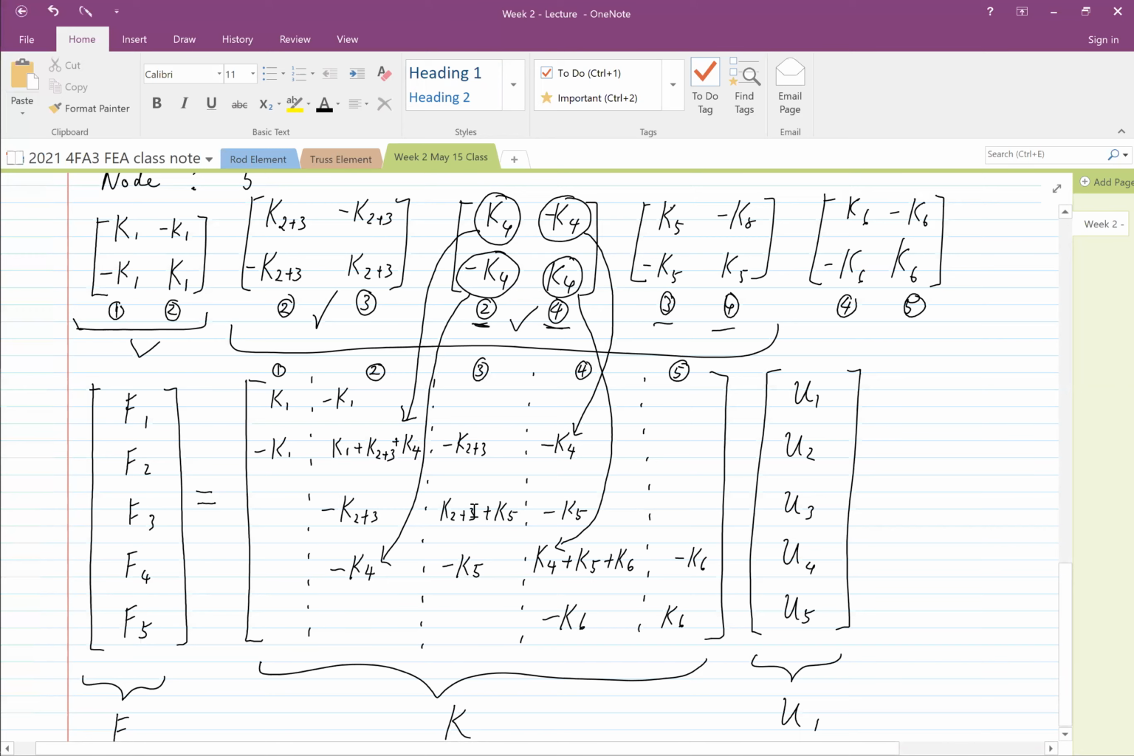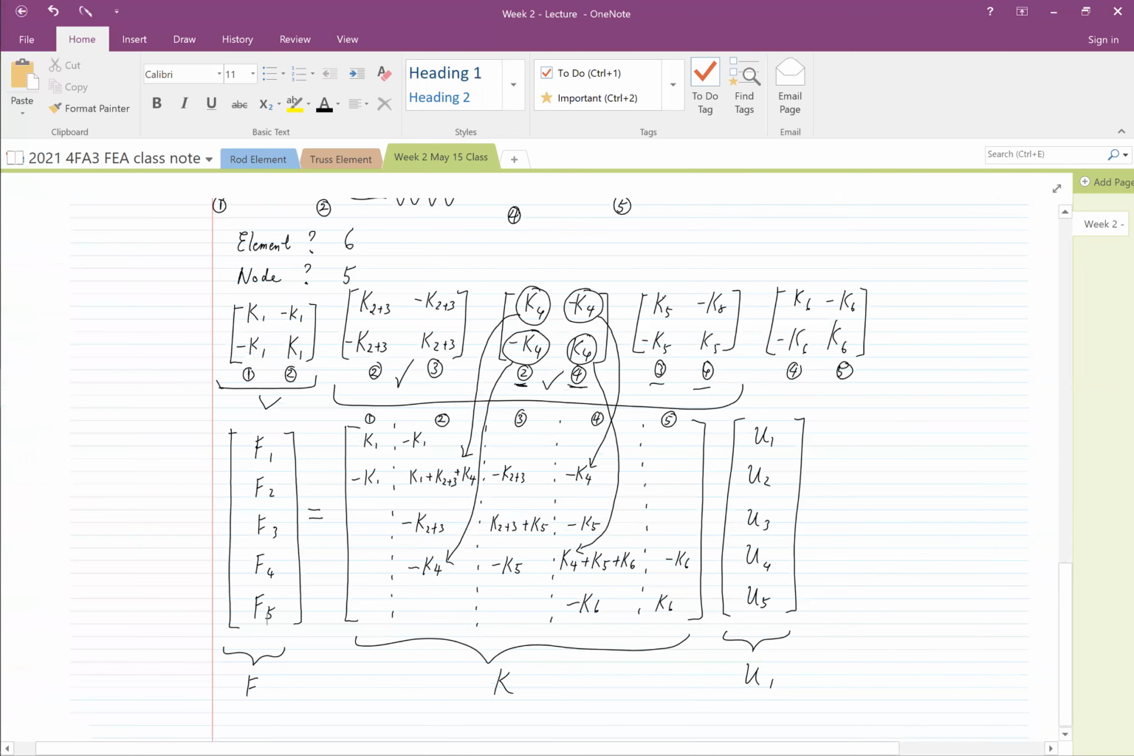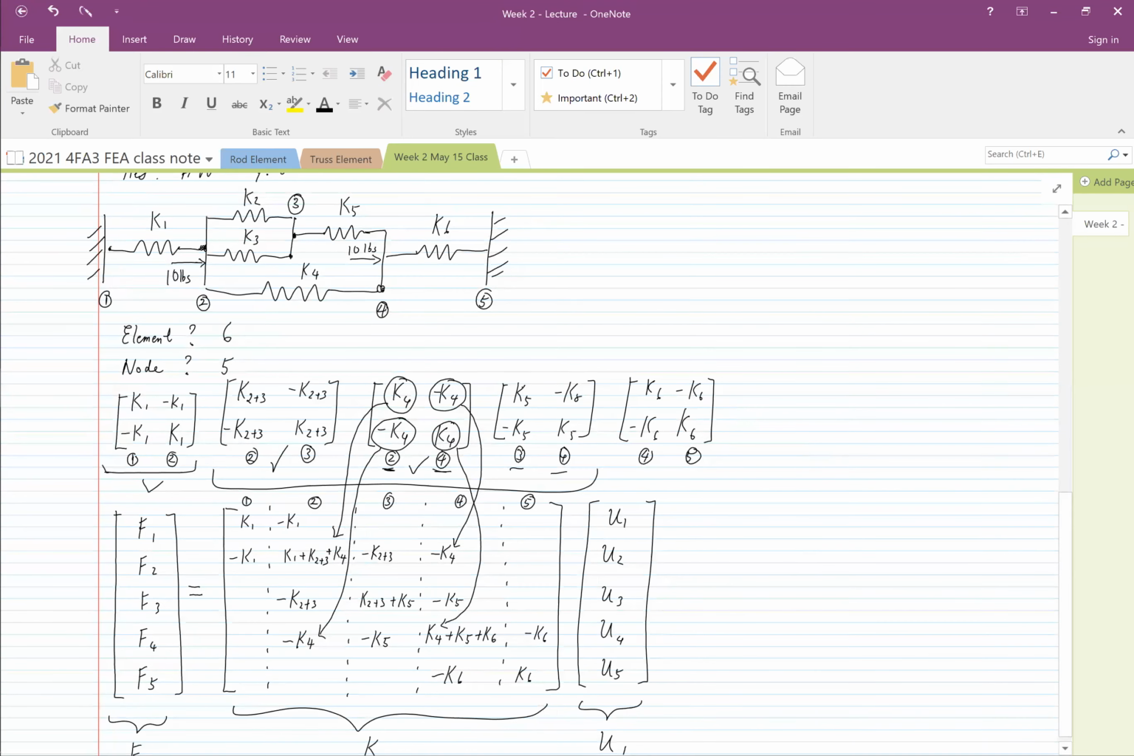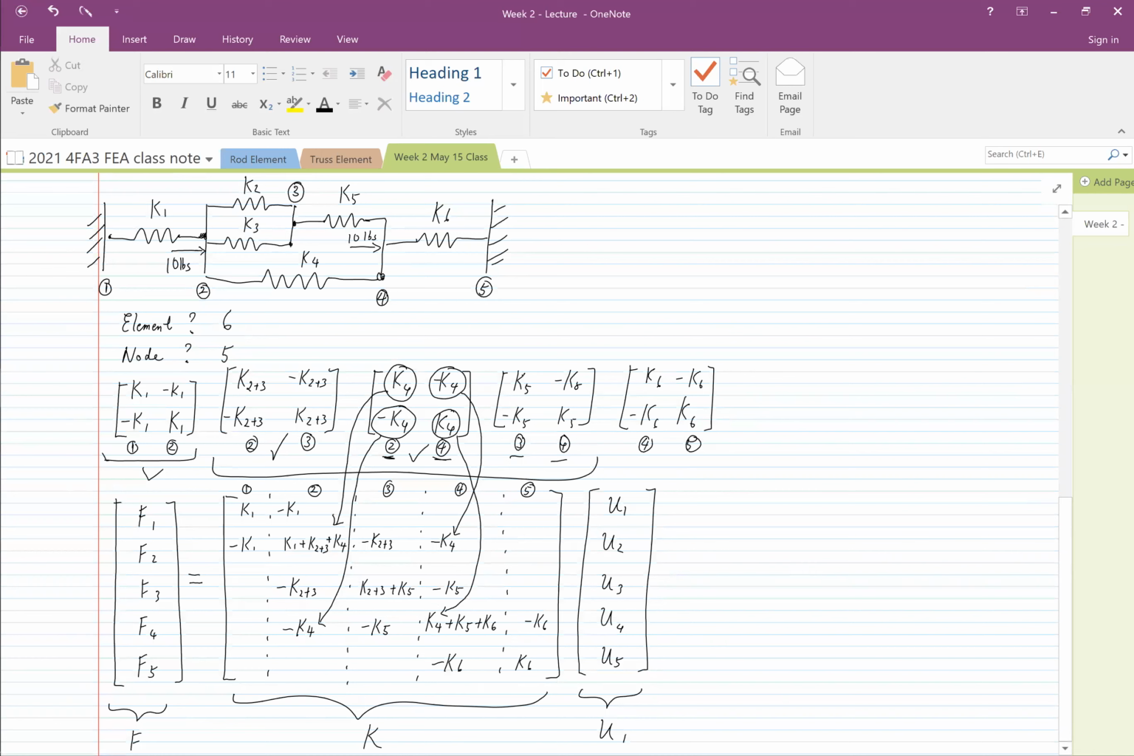Okay, now it's time to apply the boundary conditions. Let's do the displacement first. We know nodes 2, 3, 4 are free to move, but U1 and U5 are 0.